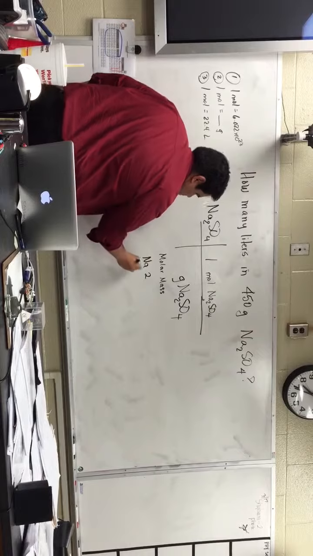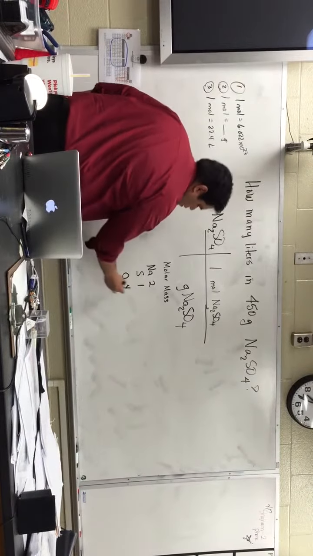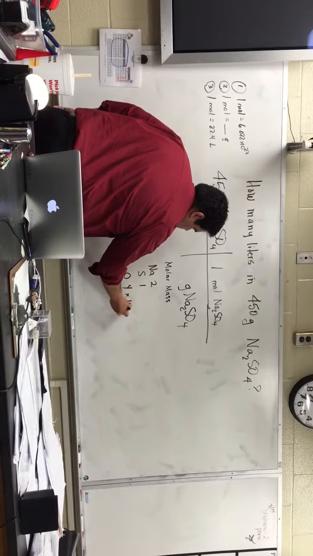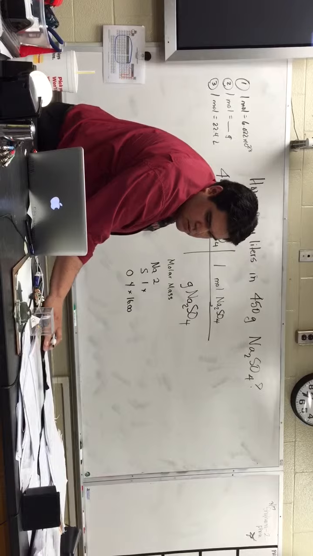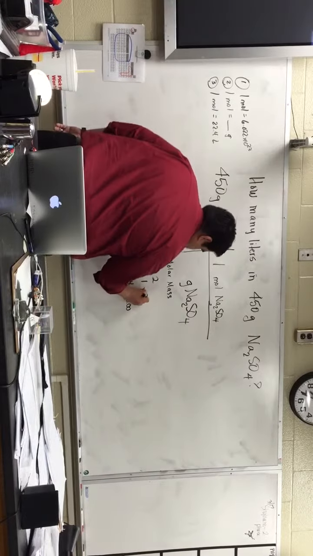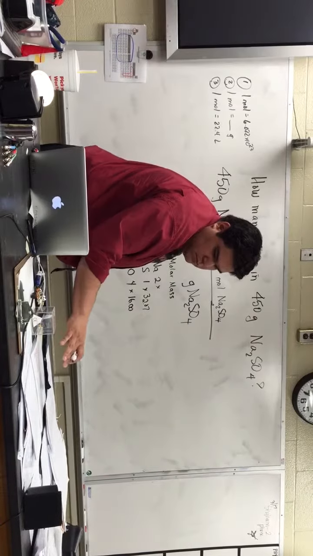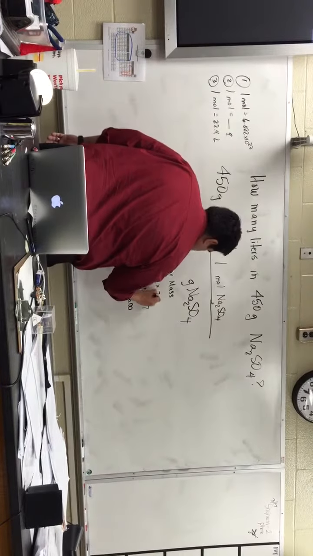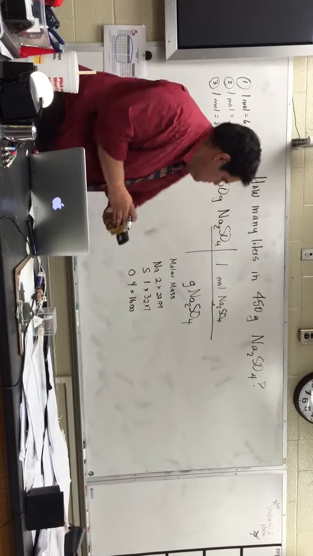I have 2 sodiums, I have 1 sulfur, I have 4 oxygens. The atomic number for oxygen is 16. The atomic number for sulfur is 32.07. And the atomic number for sodium is 22.99. And then you do the math.